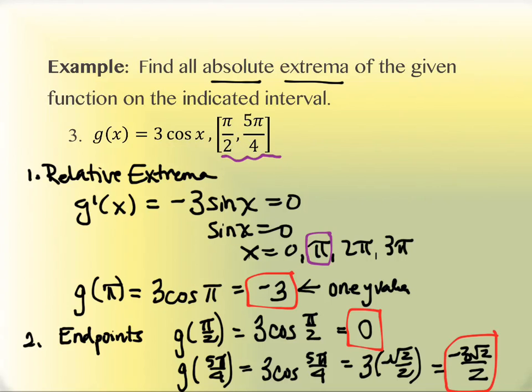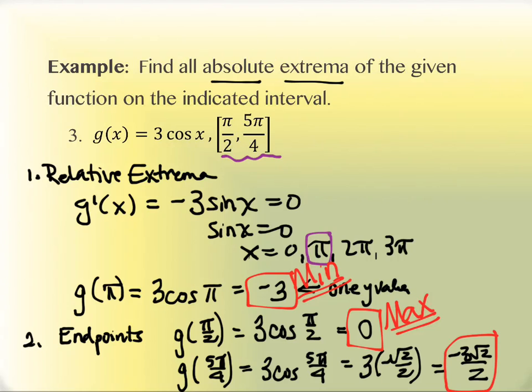Looking at these 3 values, which one's the biggest? 0. The biggest is my max. Which one is the smallest? Negative 3. This one is my smallest. It's actually at negative 3. The smallest is my min. So we just compare the y values. Whichever one's the biggest is the absolute maximum. Whichever one's the smallest is the absolute minimum.